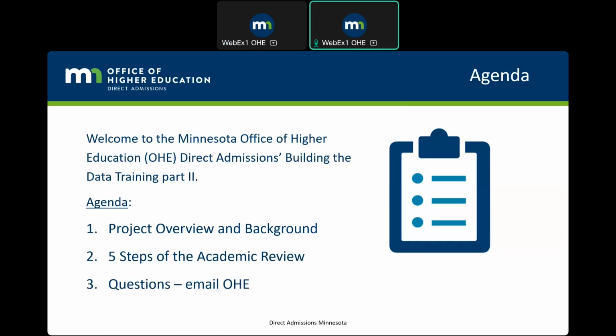Welcome again. So for part two, we have three basic agenda items. We will do a quick project overview and background again as a reminder and refresher. We will then cover the 5 steps of the academic review. And then at the very end, share some resources as well as ways to reach Sally and myself if there are any questions of us here at Office of Higher Education.